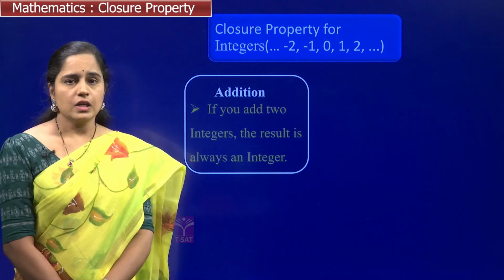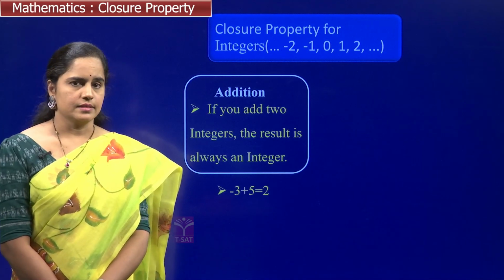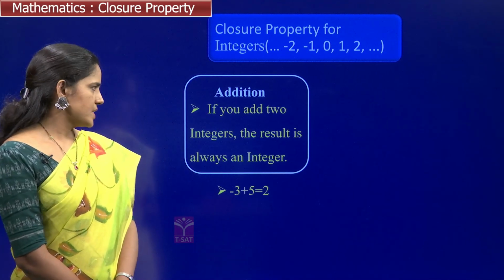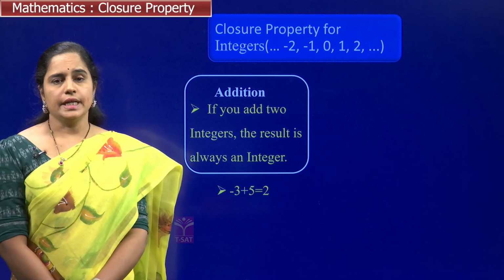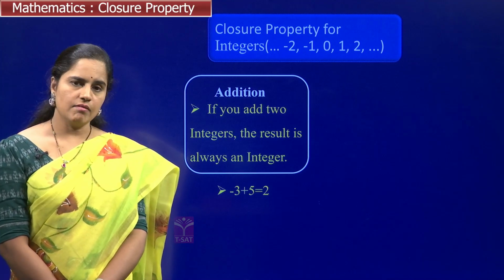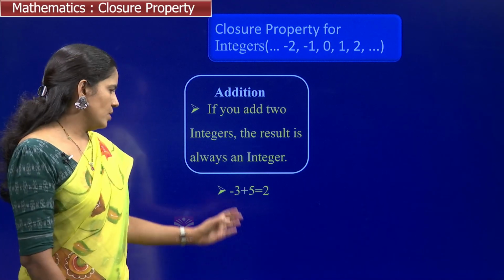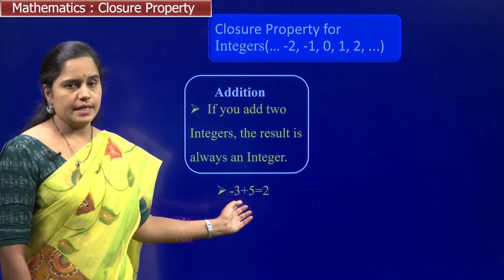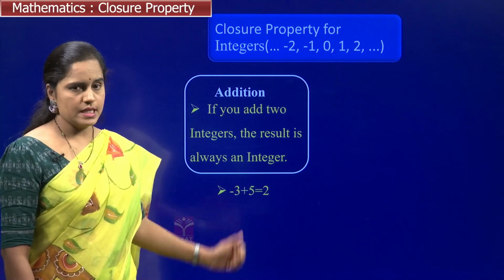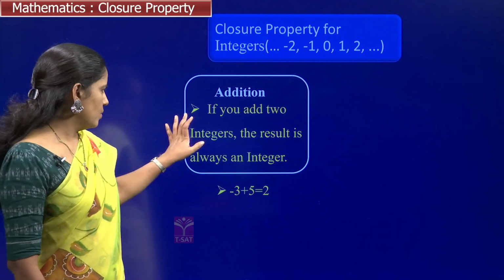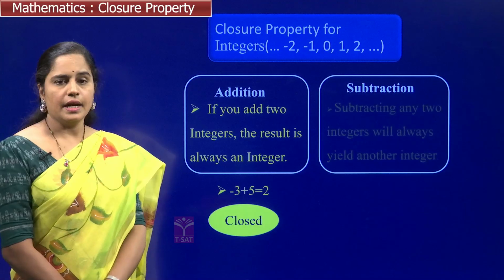And next, closure property for integers. For addition first, if you add two integers, the result is always an integer. For example, minus 3 plus 5. Minus 3 and 5 are integers, and minus 3 plus 5 is equal to 2, which is also an integer. Therefore, integers are closed under addition.